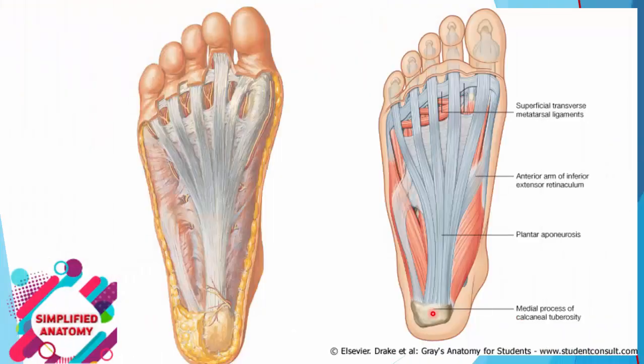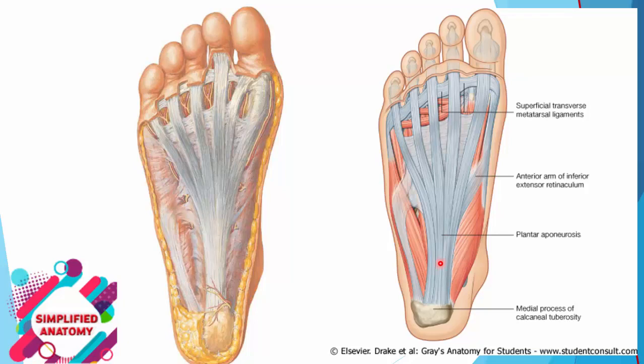In this diagram showing the sole of the foot, after removal of the skin and fascia, the deep fascia is thickened to form this aponeurosis, which is called the plantar aponeurosis. It protects the underlying vessels and maintains the longitudinal arch of the foot.